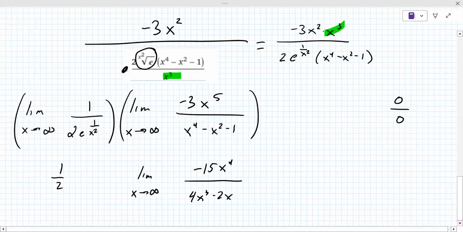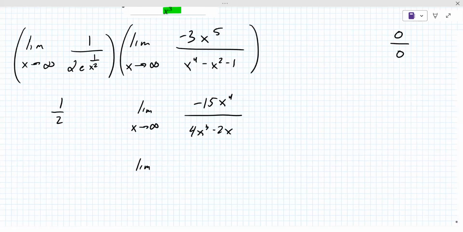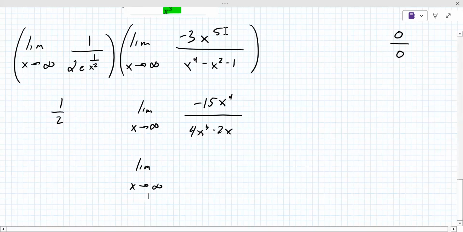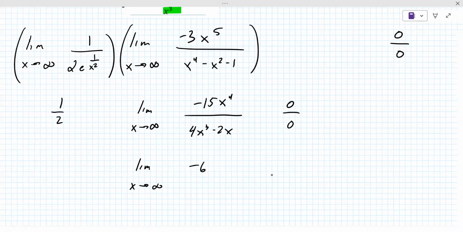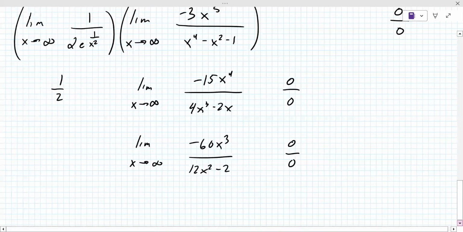Now I'm not sure if you can just stop doing it, because at some point you recognize that this is a case where the numerator degree is greater than the denominator degree. I would just say stop and say, okay, this one goes to minus infinity. But your teacher might want you to keep taking L'Hopital's rule derivatives. Minus 60x cubed over 12x squared minus 2. That's again 0 over 0. Keep going.